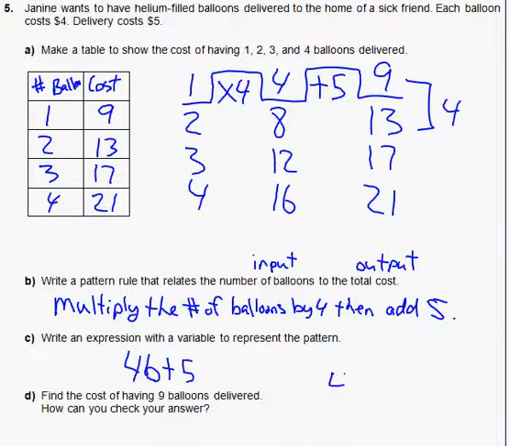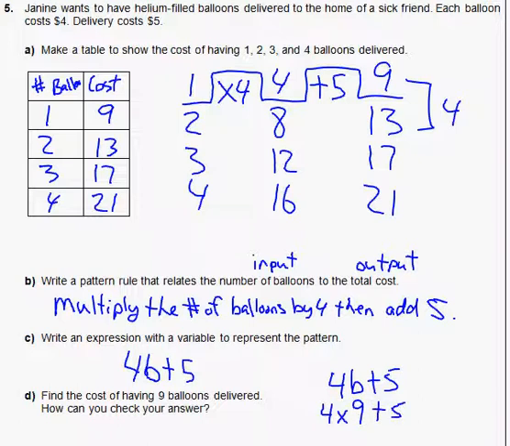So I start with the original expression, 4b plus 5. And then instead of putting a b, I put down the number that b represents. Well, b in this case would be 9. 9 balloons. That's the input. The number of balloons is 9. 4 times 9. And then I put a plus 5.